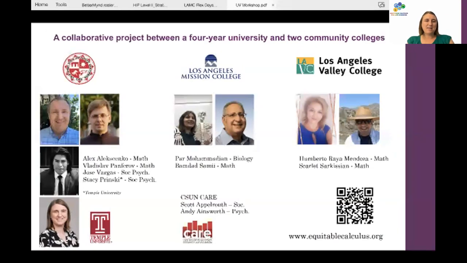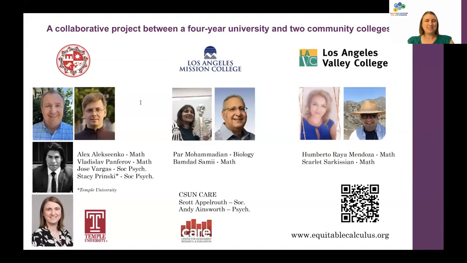Also want to acknowledge, like I mentioned, we are part of a very large team and a very collaborative project. So Equitable Calculus for Life Sciences includes a four-year university in California, as well as two community colleges. You can see them represented on the screen here, Cal State Northridge, Los Angeles Mission College, and Los Angeles Valley College. It's also a very interdisciplinary team. You can tell from those of us represented today, we include math faculty, life sciences faculty, social psychologists, and also evaluators from CSUN's Center for Assessment, Research, and Evaluation. So just want to acknowledge our amazing team. A lot of work and a lot of person power has gone into what we're going to be sharing with you all today.